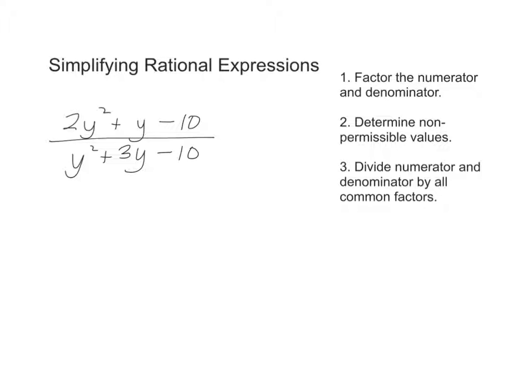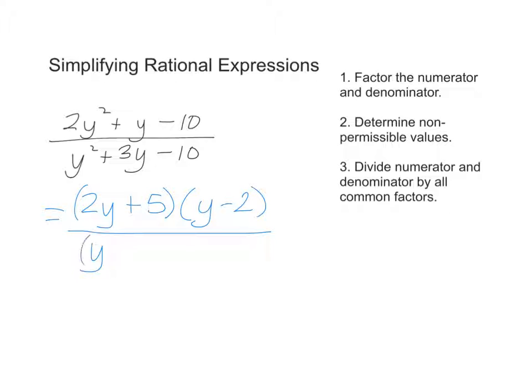So we have 2y squared plus y minus 10 that we need to factor. Is that the same as the one we already did? Yeah. That factors to 2y plus 5 and y minus 2. And then we have the denominator y squared plus 3y minus 10 that needs to be factored, which is going to factor to y plus 5 and y minus 2.